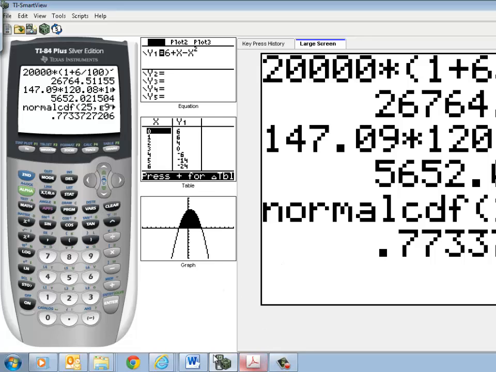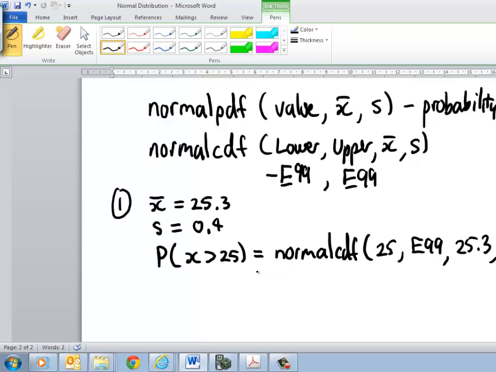0.34. So when I go to this, now it's not an exact answer. So when we do this, we always write four significant figures, 0.7734. Now that equates to a 77.34% chance that a nail would in fact be greater than 25.3.